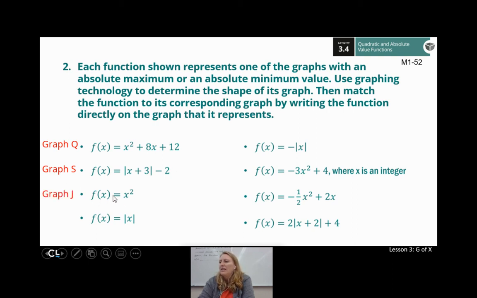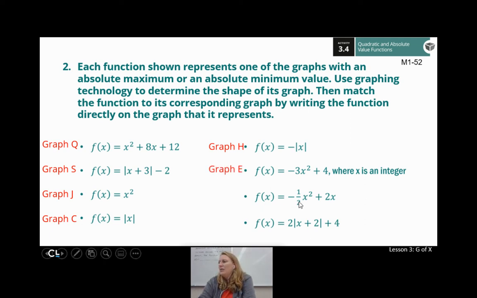F of x equals x squared is graph J. F of x equals absolute value of x is graph C. F of x equals the negative absolute value of x should have been written on graph H. F of x equals negative 3x squared plus x, where x is an integer. Now you know that's going to be the discrete graph, isn't it? That should be written on graph E.